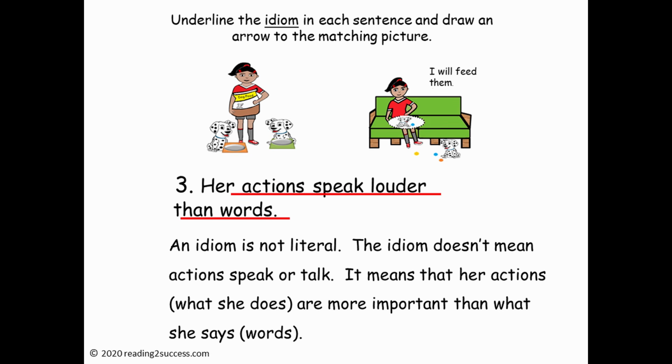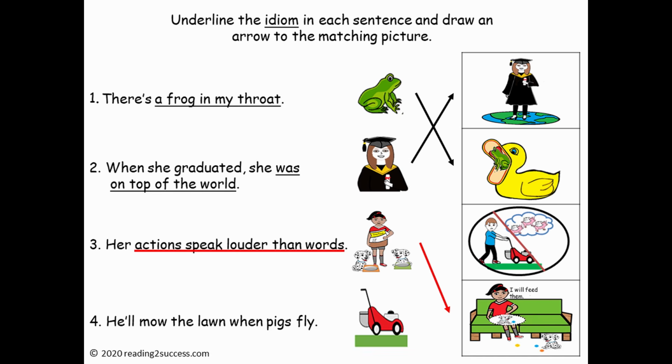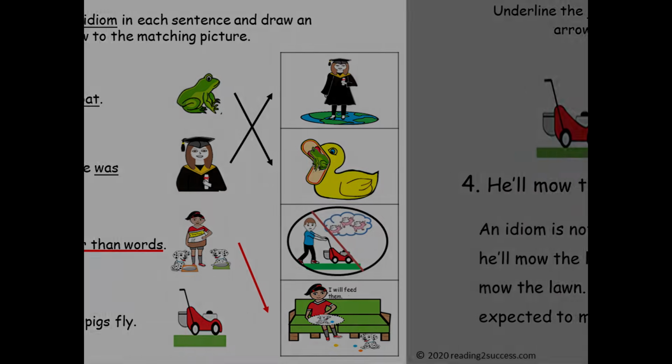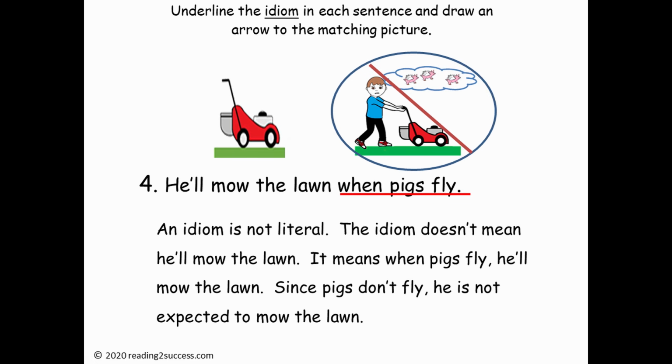Number 3, her actions speak louder than words. It means that her actions, what she does, are more important than what she says, her words. He'll mow the lawn when pigs fly. This means since pigs don't fly, he is not expected to mow the lawn.